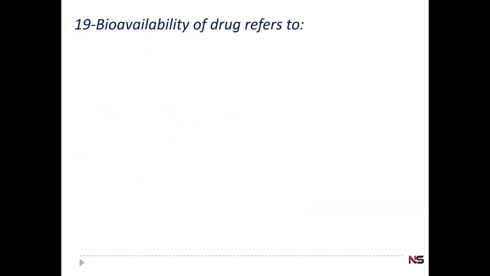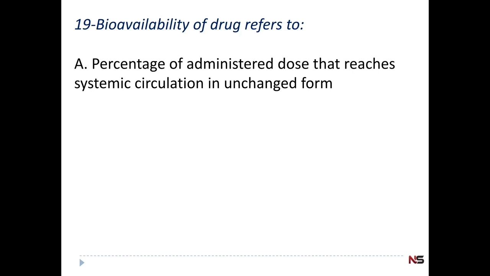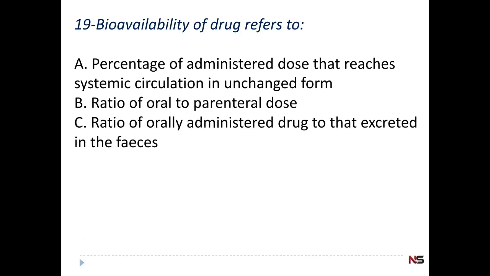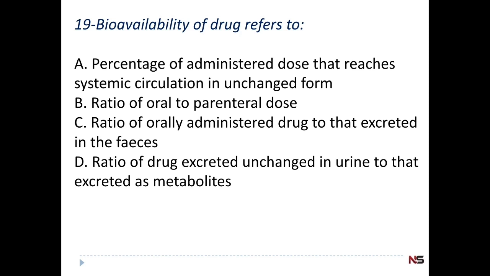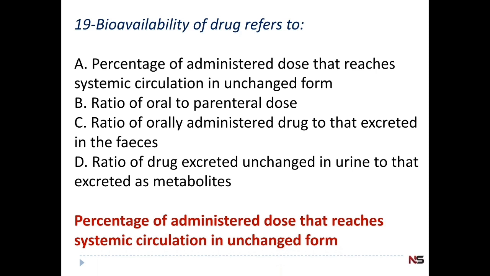Next question, 19. Bioavailability of drug. What is bioavailability of drug? Option A, percentage of administered dose that reaches systemic circulation in unchanged form. Option B, ratio of oral to parenteral dose. Option C, ratio of orally administered drug to that excreted in the feces. The last option, ratio of drug excreted unchanged in urine to that excreted as metabolites. The correct answer is option A. This is just the definition of bioavailability: the percentage of administered dose that reaches systemic circulation in unchanged form.